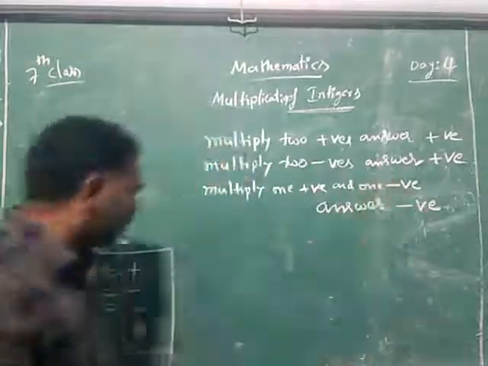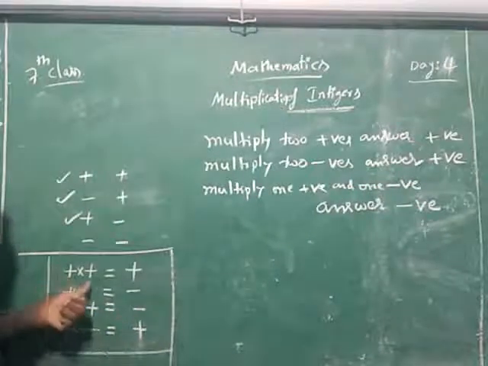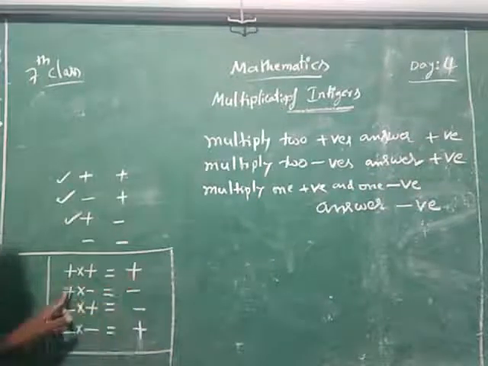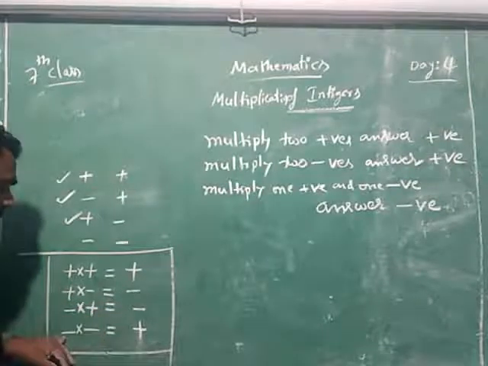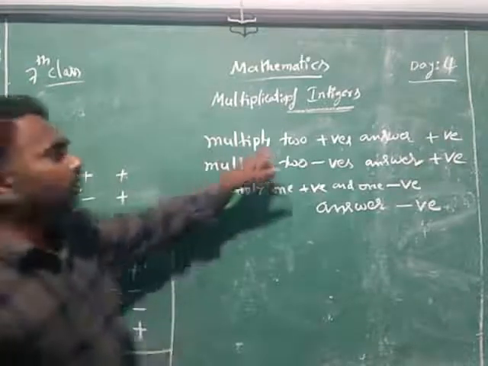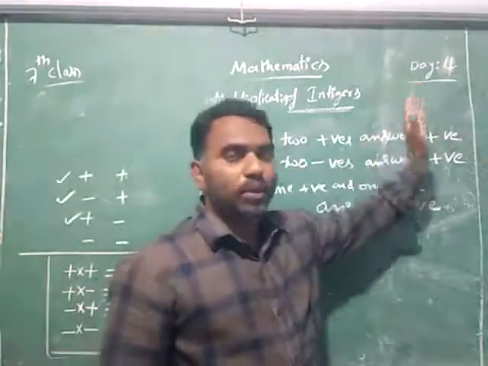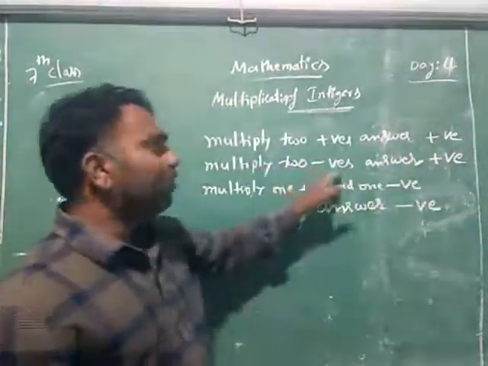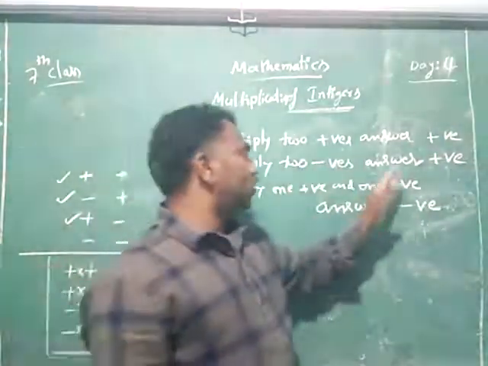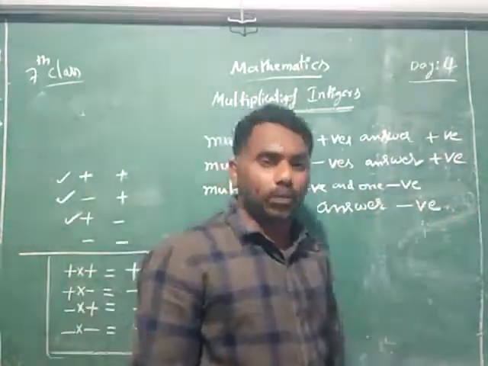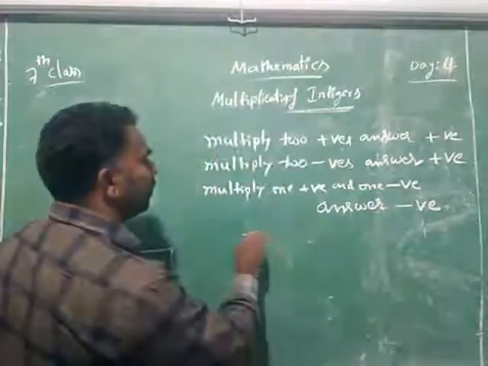This is the table. Plus into plus will be plus. Plus into minus, minus. Minus into plus, minus. Minus into minus, plus. Two positives if you multiply, you will get positive. Two negatives if you multiply, you will get positive. One positive and one negative if you multiply, you will get negative. Now see the examples.